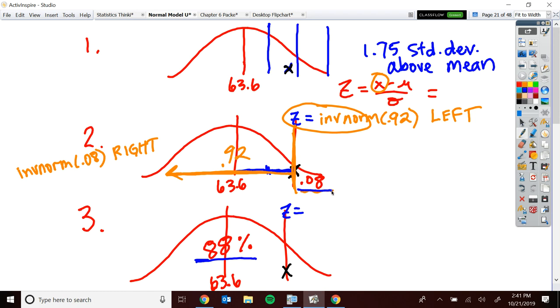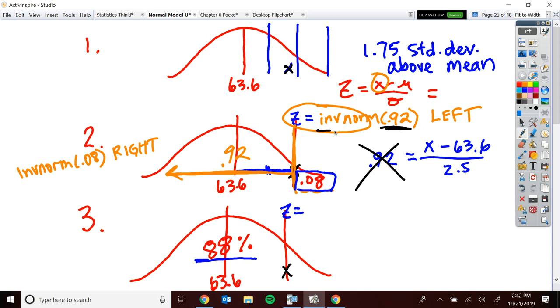This percent is not the z-score, nor is it 0.92. So regardless, don't you dare go like this: 0.92 equals x minus the mean over the standard deviation. That is bad. Percent is not the z. It goes to the champion song or something like, percent is not the Z. It's not the Z. Use the percent to get the Z. Use area below as the percent.